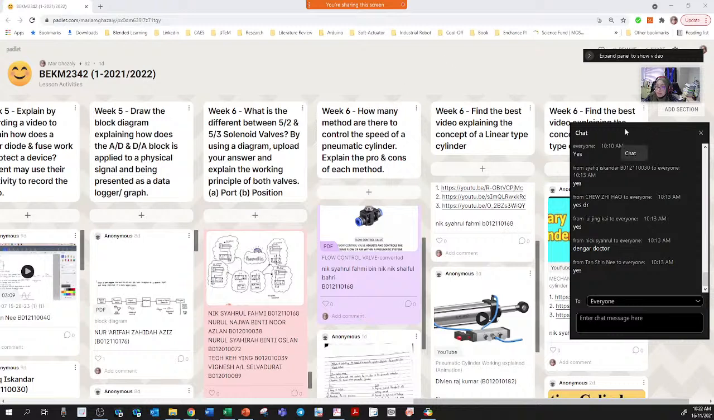But anyway, I give you roughly about 5 minutes, 8 minutes, until 10:30. Whatever that you jot down, take a photo, scan it, and upload to this task here. Alright? So we take a break also. We start back at 10:30. While taking a break, please upload your answer to this Padlet. Alright?